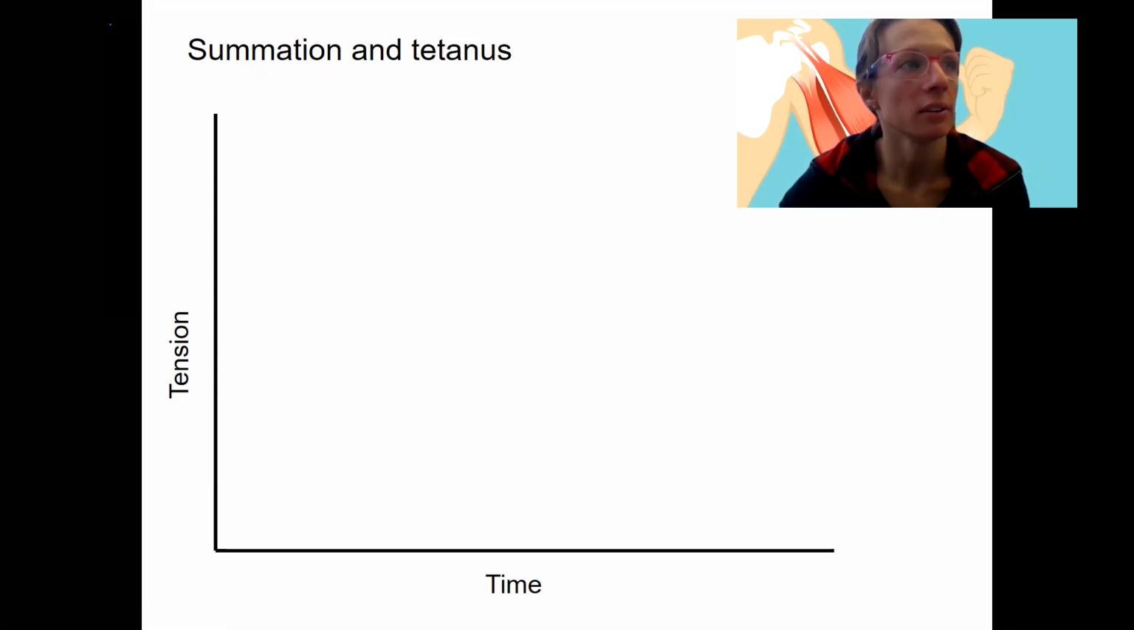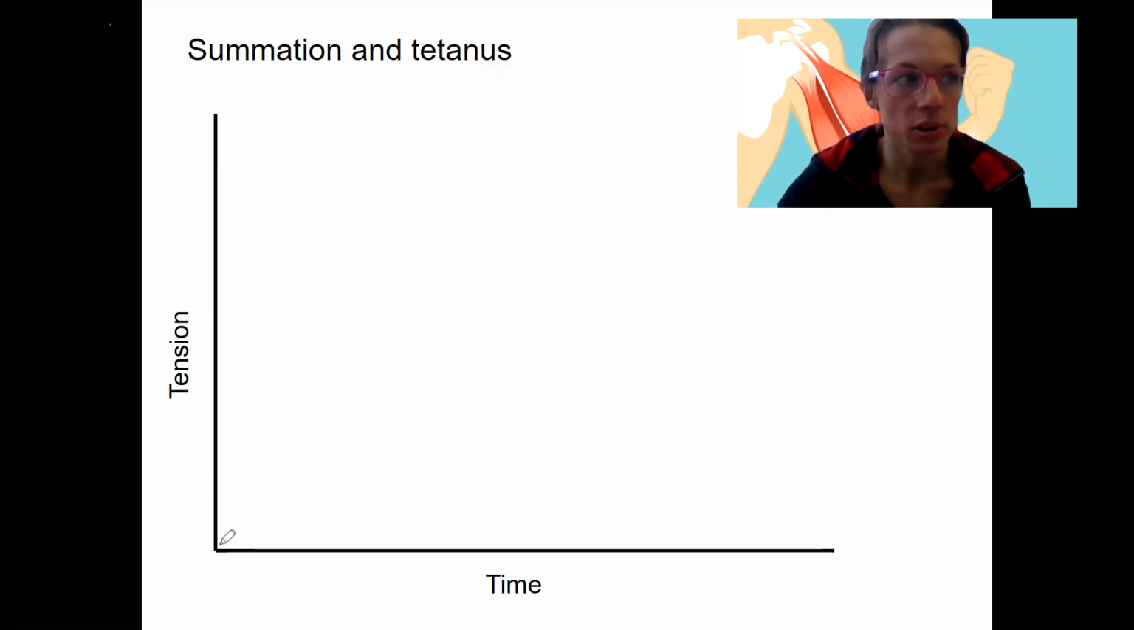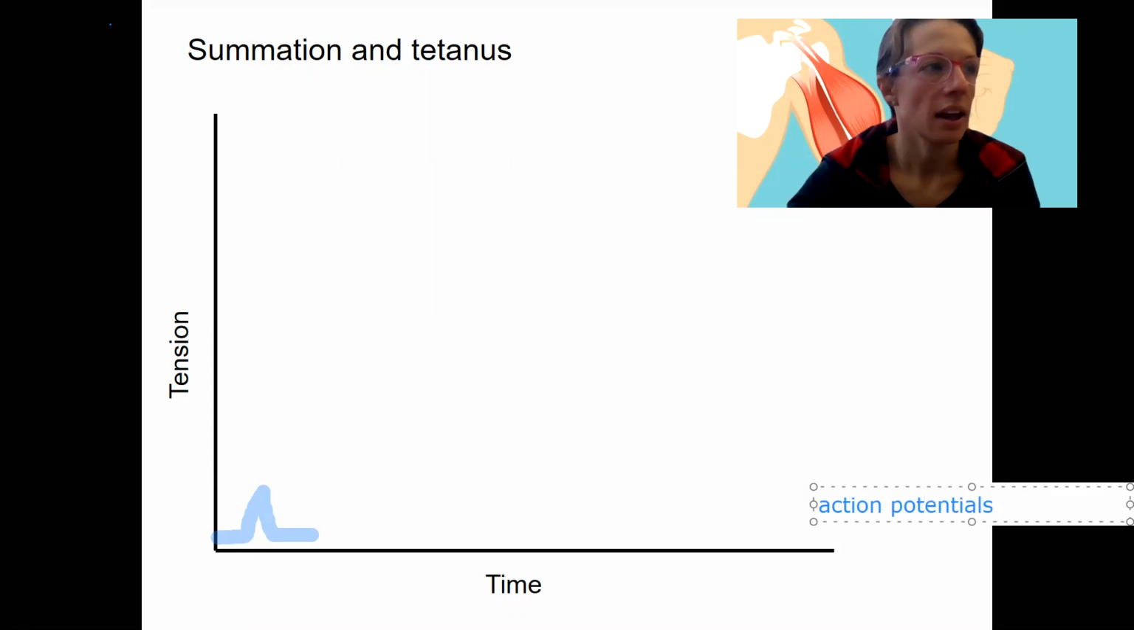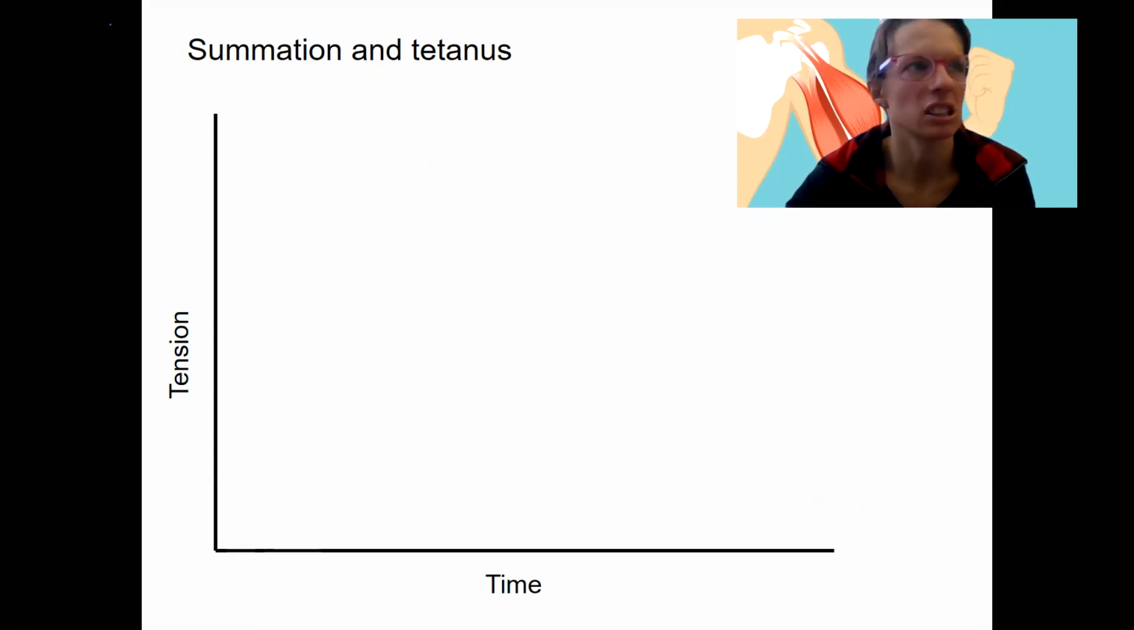I'm going to draw that again. So this is tension again on the y-axis. Start at 0. Let's say there's a stimulus. Actually, what I'm going to do is draw in blue down here an action potential. Remember, we can draw an action potential as a single blip. I will label that down here. This is action potentials.